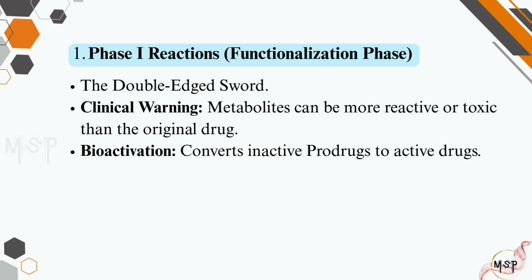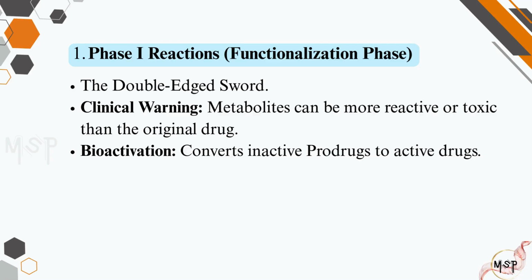Phase 1 is often a double-edged sword. By modifying the drug, the liver sometimes creates a metabolite that is actually more reactive or even toxic than the original drug. It's also where prodrugs, medications that are inactive when swallowed, finally get switched on and start working.